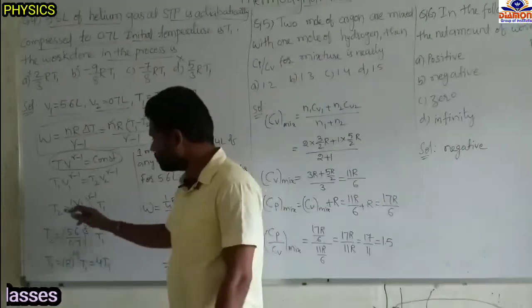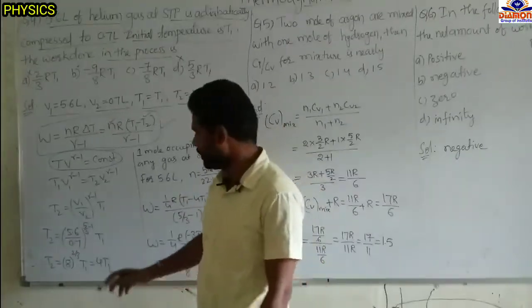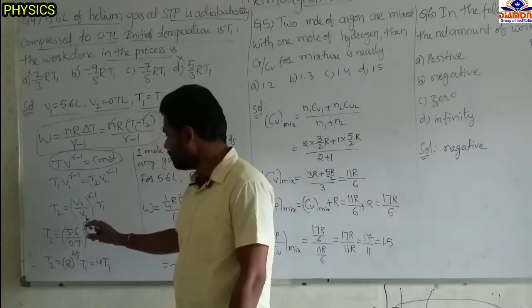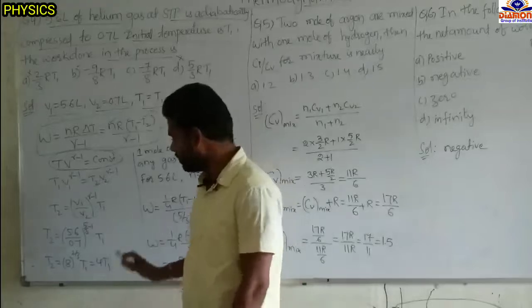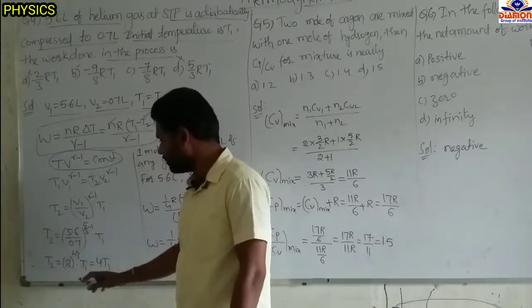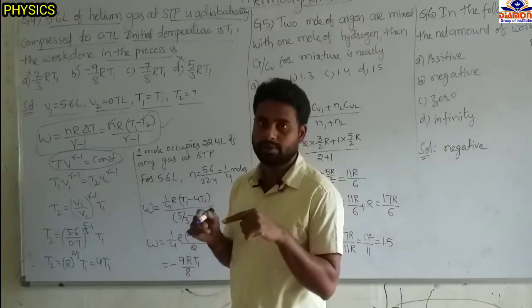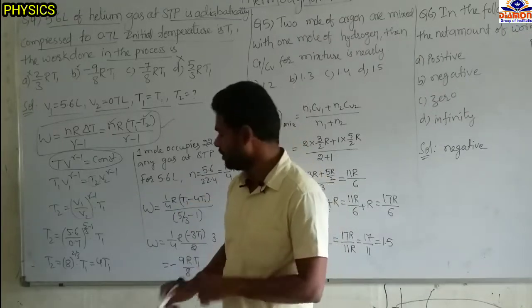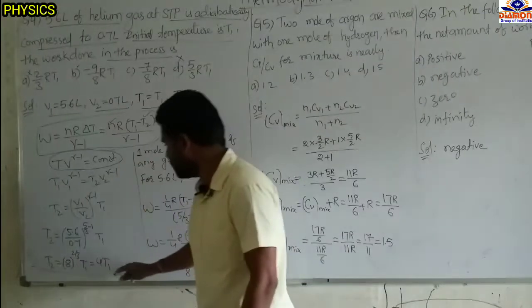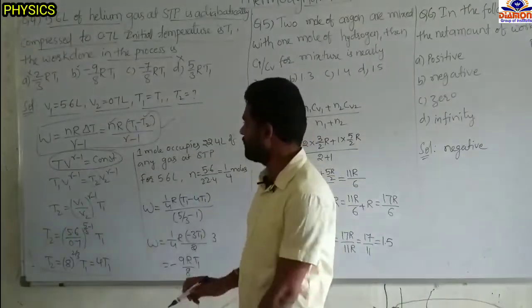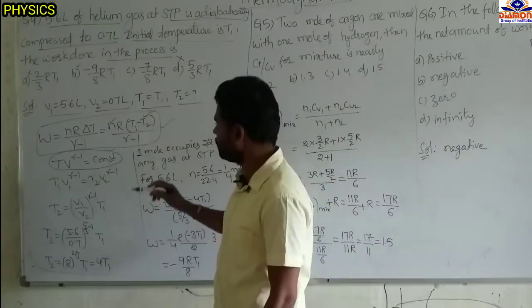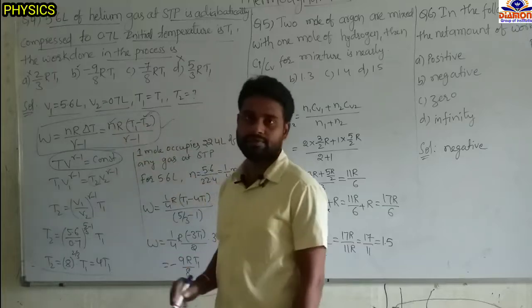Now 5.6 by 0.7 is 8, so it becomes 8 power 5/3 minus 1, which is nothing but 2/3, already solved previously, into T1. 8 power 2/3 is nothing but 4: we can write 8 as 2 cube, the cube and the 3 cancel, 2 square means 4. So 4 into T1. The final temperature is 4 T1. This temperature we found. That means we now have to find the number of moles.